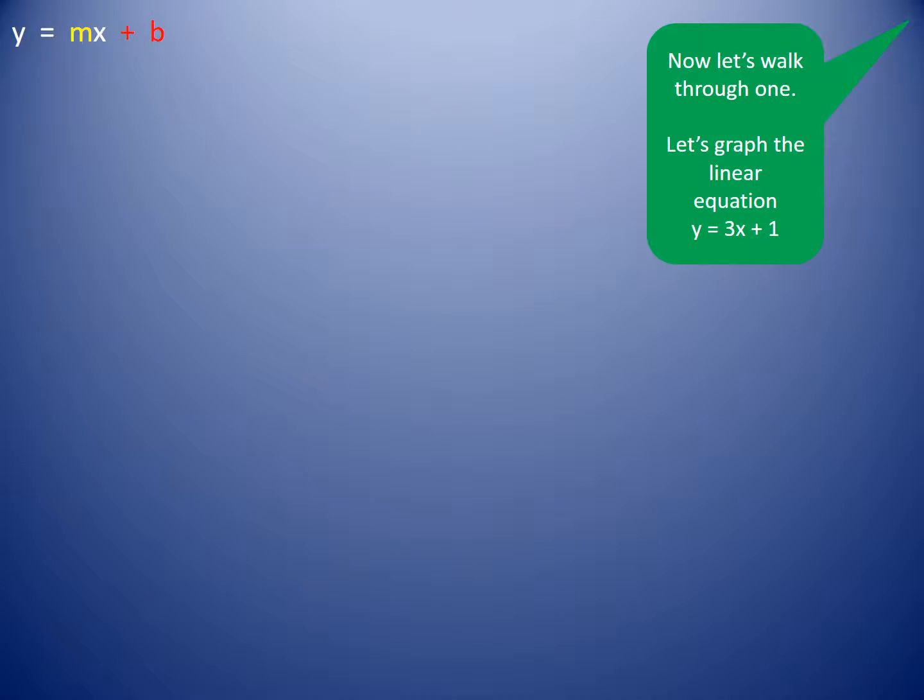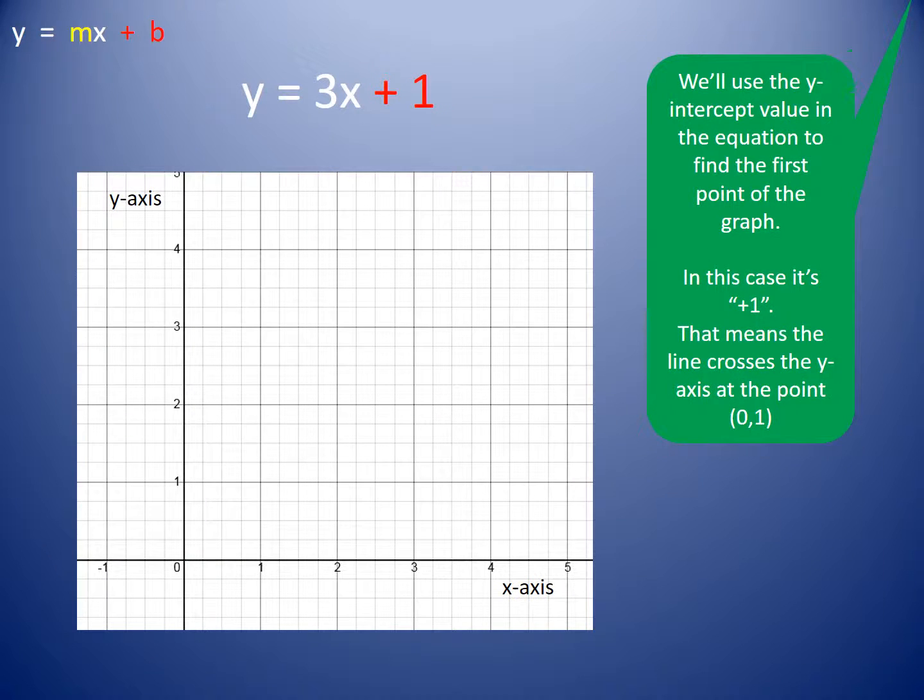Okay, let's try to graph a linear equation. Let's graph the linear equation y equals 3x plus 1. We'll start by using the y-intercept value in the equation to find the first point of the graph. And remember, the y-intercept is simply the point where this line is going to cross the y-axis. In this case, it's positive 1. That means the line crosses the y-axis at the point (0, 1).